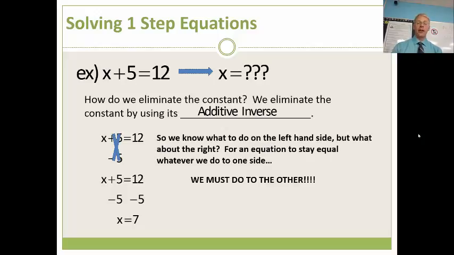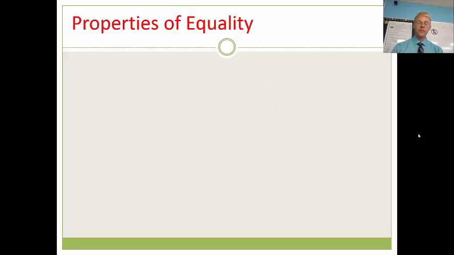It's 12. Then our equation is true. This idea that what we do to one side we have to do to the other is actually a series of properties called our properties of equalities.